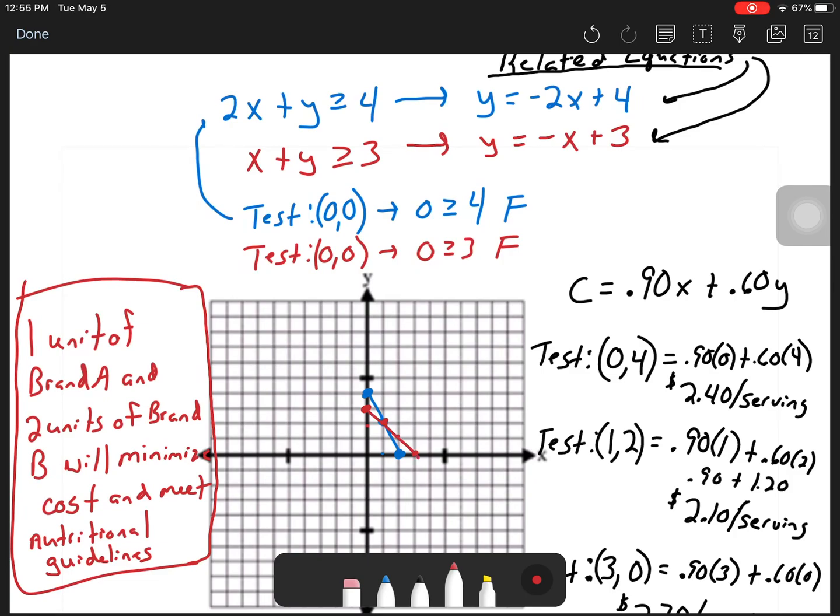We can see where that intersection point is, which appears to be right here at (1, 2). That's going to be important.